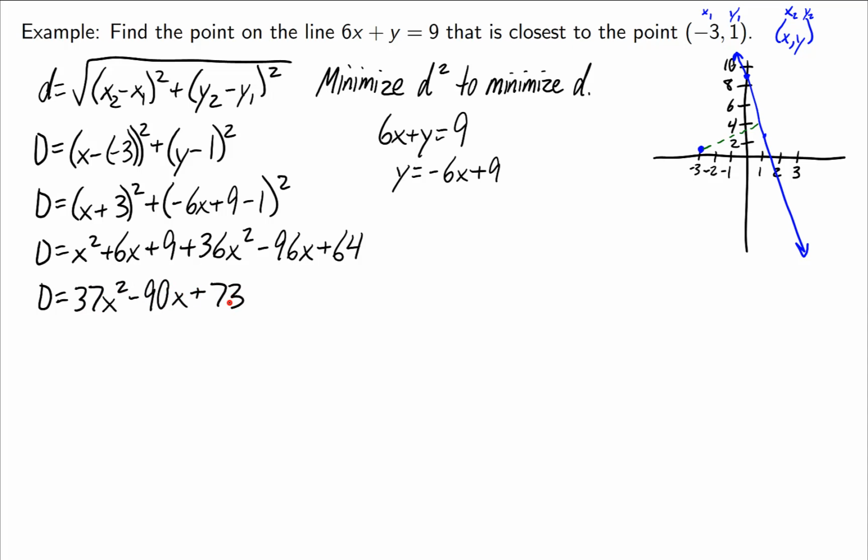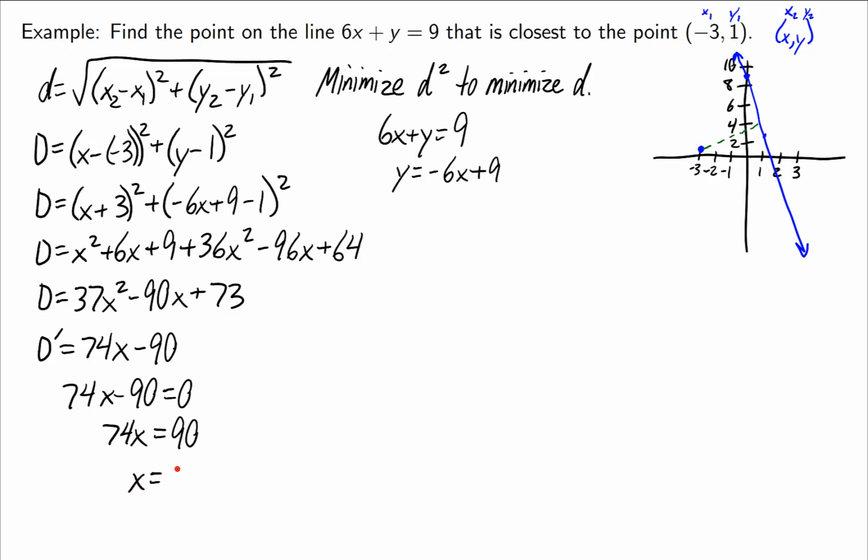Now I can take the derivative and set it equal to 0. So this capital D, which again is the square of my actual distance formula, gives me 74x minus 90, and I'll set that equal to 0. 74x minus 90 equals 0. Add 90 to both sides to get 74x equals 90, and so x equals 90 over 74.